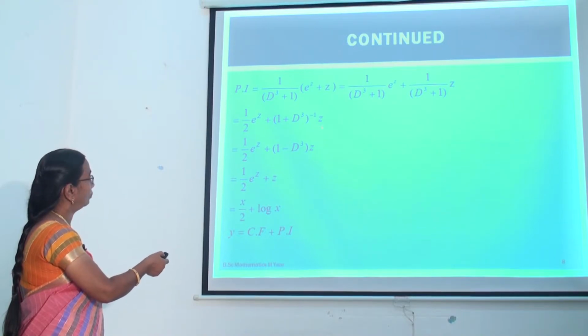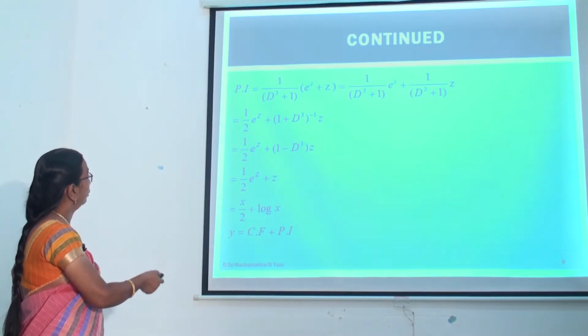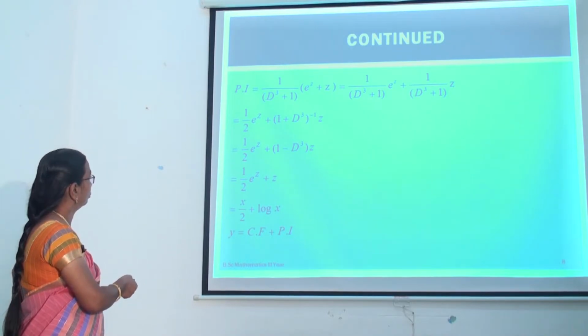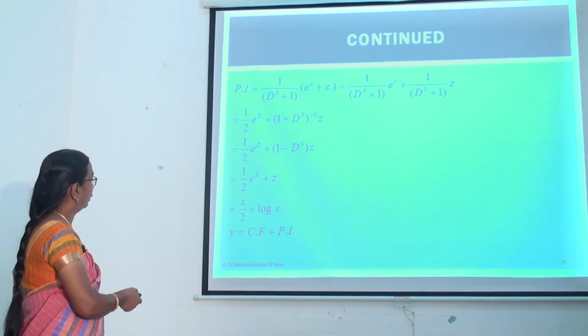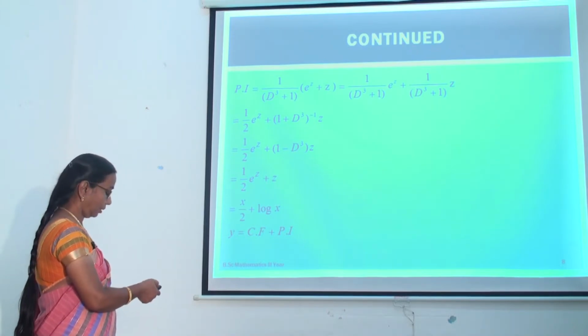We cannot find the value of d squared z and d cube z, etc. So we can stop with d cube here itself. So it will become 1 minus d cube of z. Clear? Okay. So that is equal to 1 by 2 e power z plus z. Now convert z into x. e power z is x. So it will be x by 2 plus log x. So finally we can write the solution as y is equal to CF plus PI.